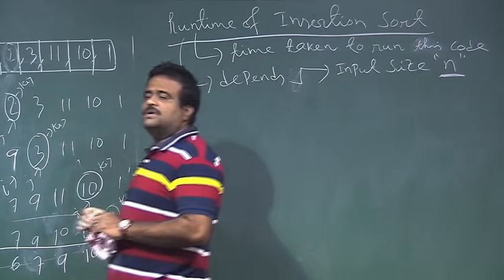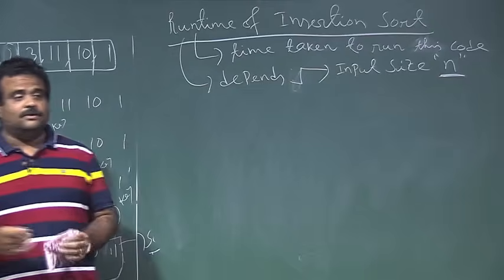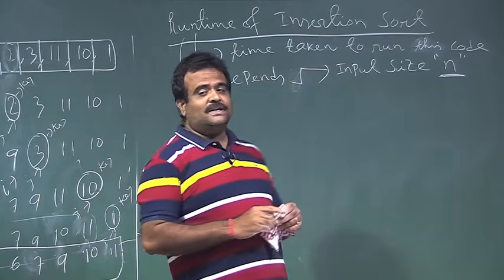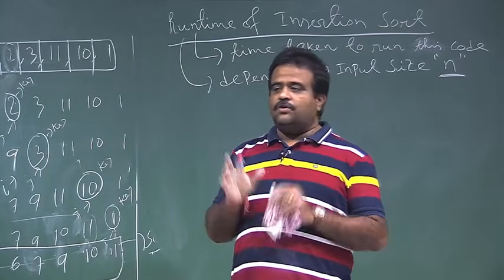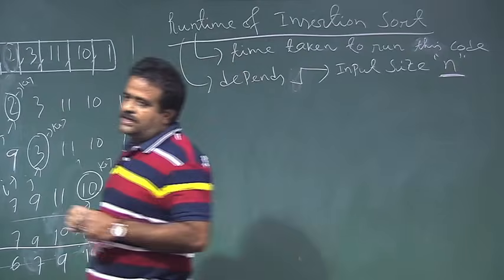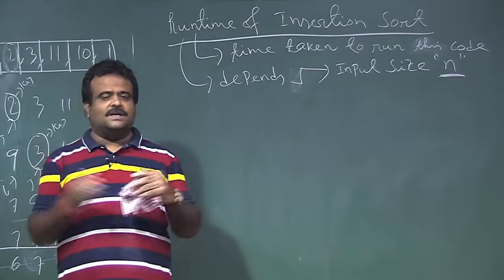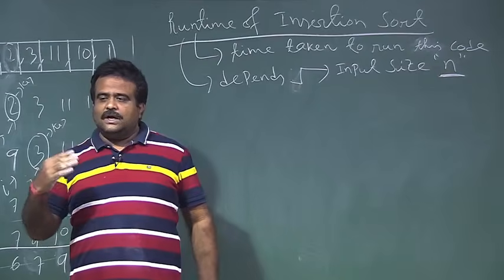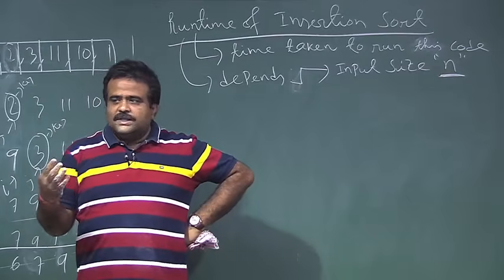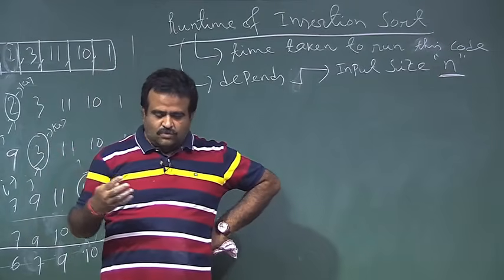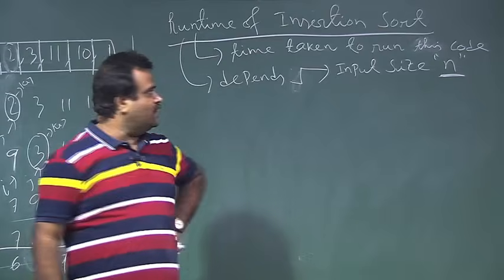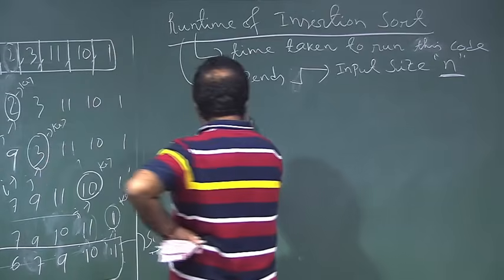So, runtime is a function of n. We want to parameterize the runtime by n. So, we want to fix this n, then we want to talk about the runtime. Since it is a function of n, obviously if the number of inputs is more, then the time to sort will be more. So, we will parameterize this by n.